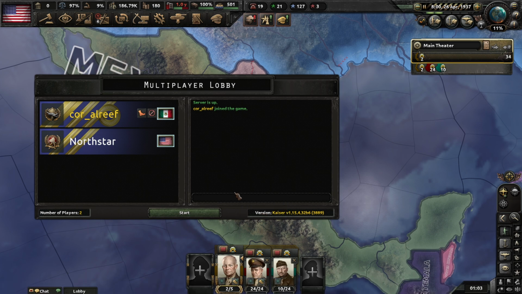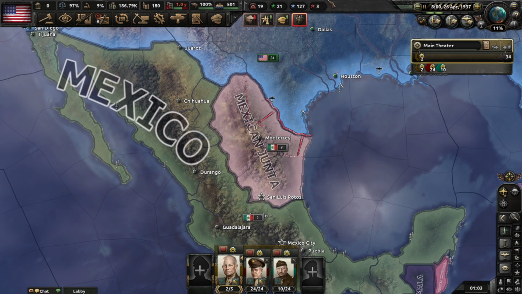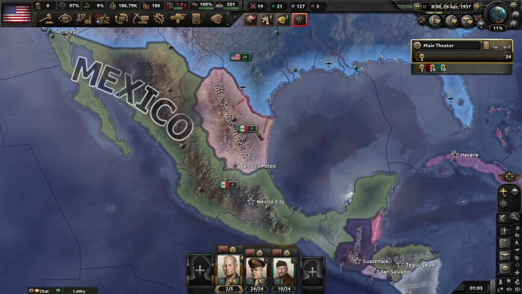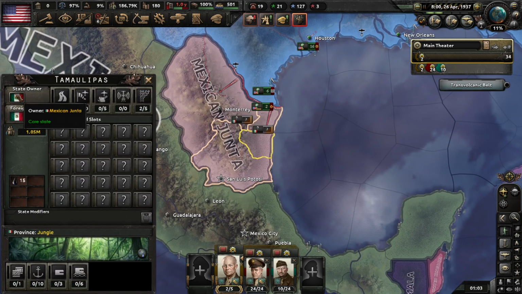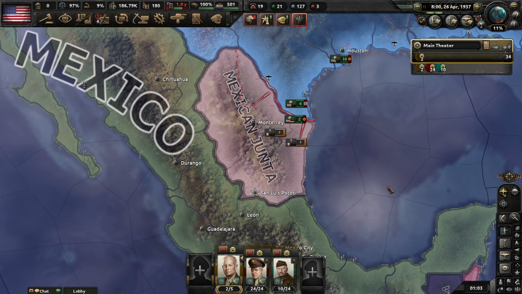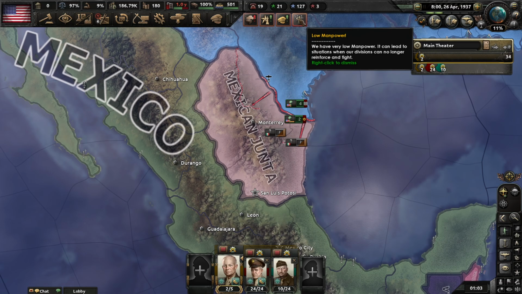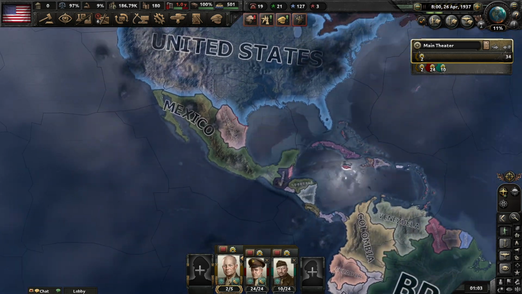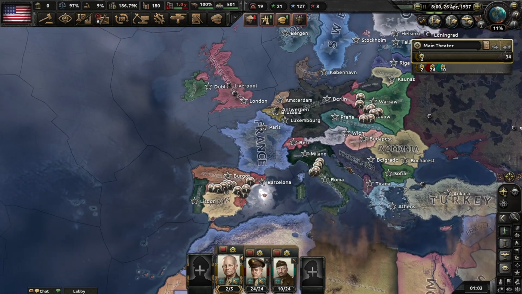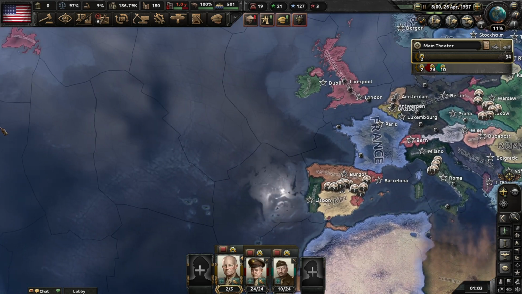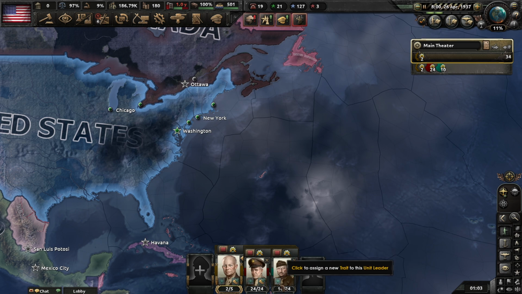Yeah, just want to make sure I don't accidentally click on Mexican junta. It's not like, wait, what? Mexican junta is the side that rebelled. You could play as them if you wanted. There are things that players could do if they wanted. What if I just play as the Mexican junta?